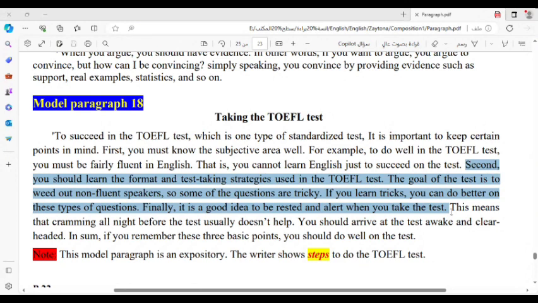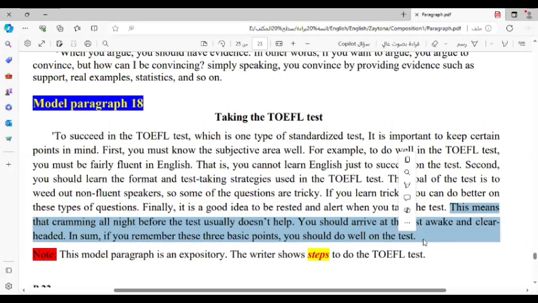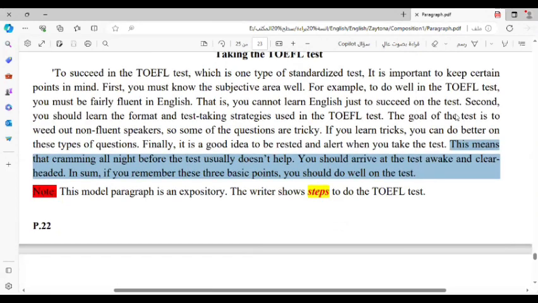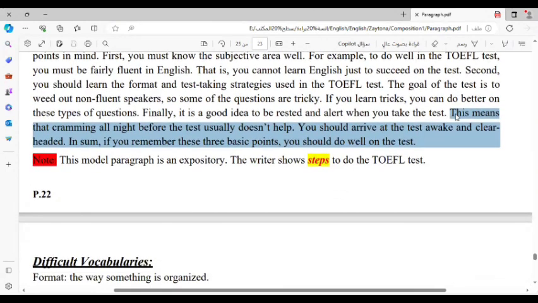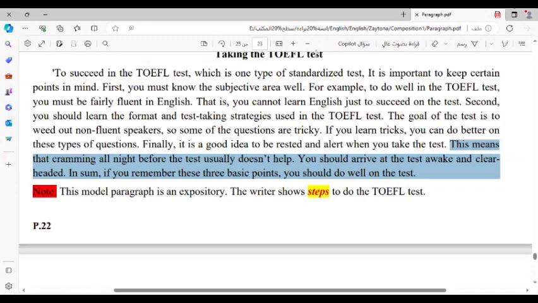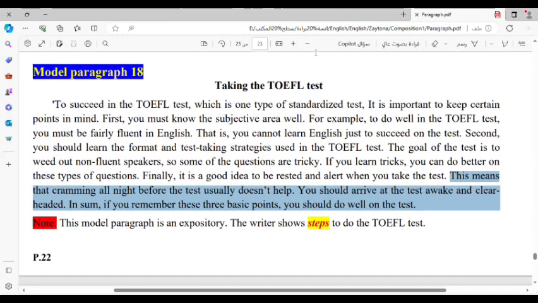Okay, thank you. Yes, the last two lines. Yes, Noor, go ahead. This means that cramming all night before the test usually doesn't help. You should arrive at the test awake and clear-headed. In sum, if you remember these three basic points, you should do well on the test. Note: this model paragraph is an expository. The writer shows steps to do the TOEFL test. Okay, thank you, Noor.